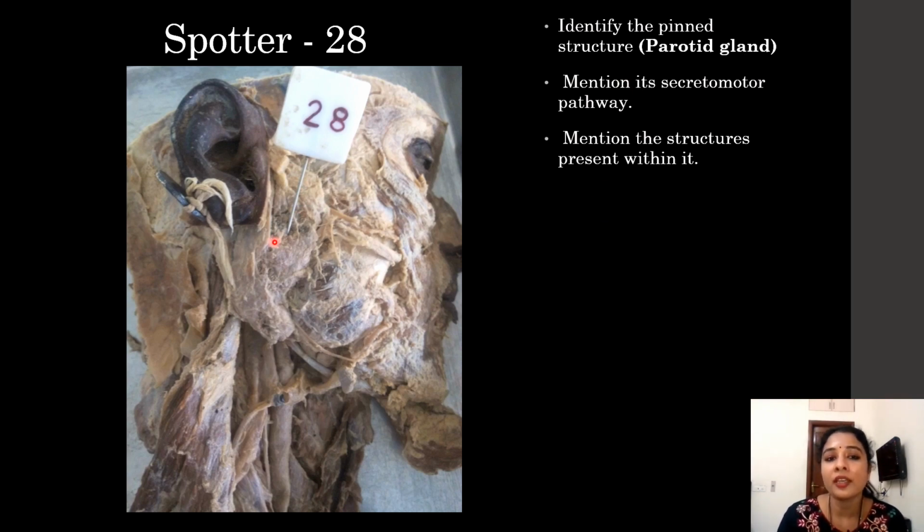Secretomotor pathway, it begins from the inferior salivary nucleus, which is present in the medulla oblongata. So inferior salivary nucleus, then it enters into the glossopharyngeal nerve. The preganglionic fibers pass through the glossopharyngeal nerve, and glossopharyngeal nerve gives rise to tympanic branch, which forms tympanic plexus in the middle ear. And then it forms a lesser petrosal nerve which arises from the tympanic plexus.